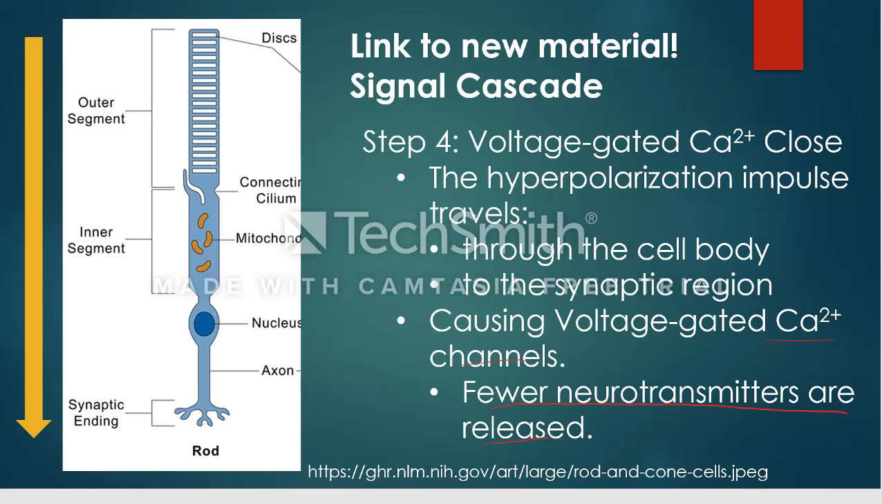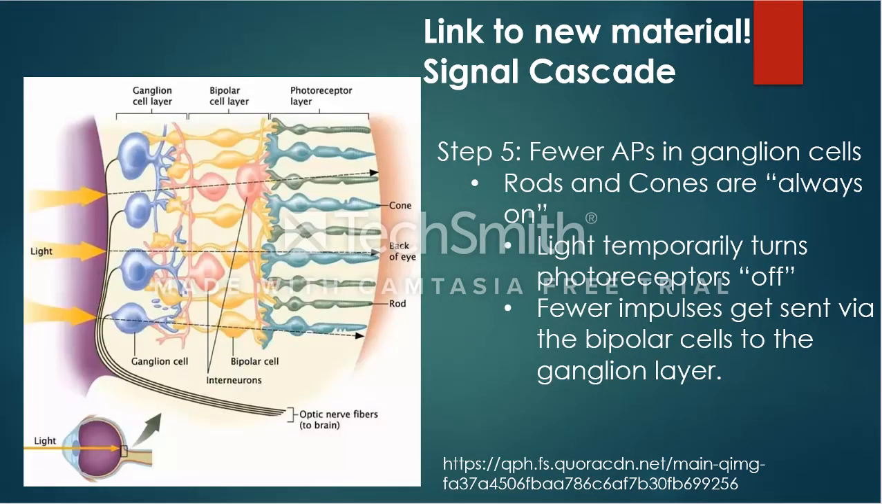And why is it important that we're closing these calcium ion channels? Well, those calcium ion channels allow the neurotransmitters to be sent from the photoreceptor layer into a bipolar neuron, which then sends a signal to a ganglion cell. So we essentially are slowing down the transfer of information, or even essentially stopping some of the transfer of information from the rods and the cones to the bipolar neurons. When that happens, fewer action potentials, AP, in the ganglion cells is the result.